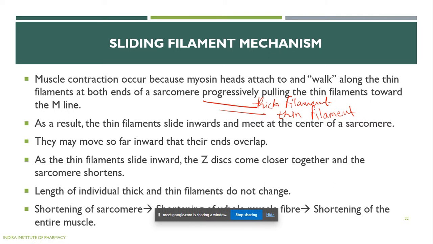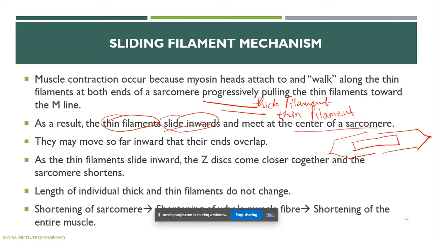When I say slide over the thin filament, you will understand it with more clarity when we actually see the video related to this. As a result, thin filaments slide inwards and meet at the center of the sarcomere. If you remember the structure of the sarcomere, it is this. These are the thin filaments and this is the thick filament. As per the description, the thin filaments slide inwards and meet at the center of the sarcomere, which is the M line.